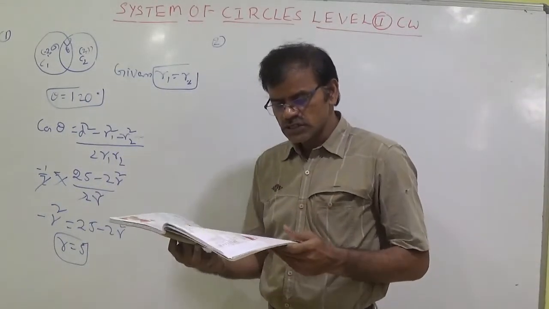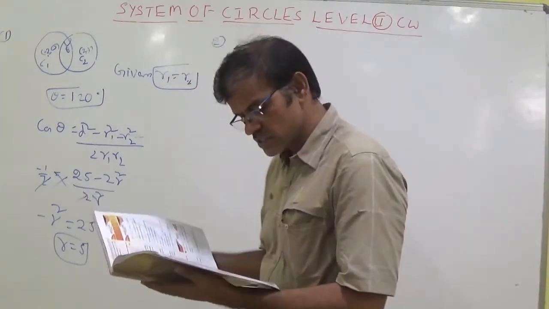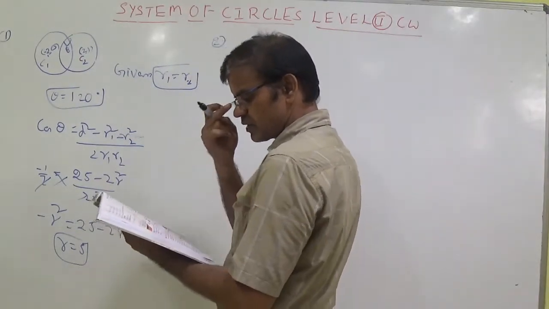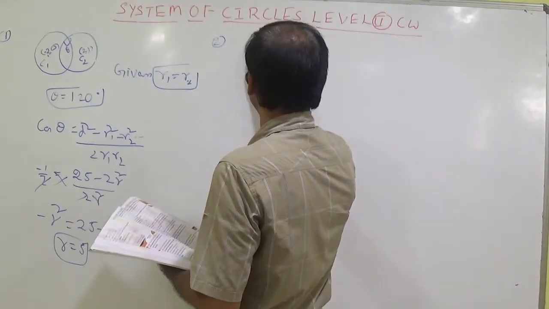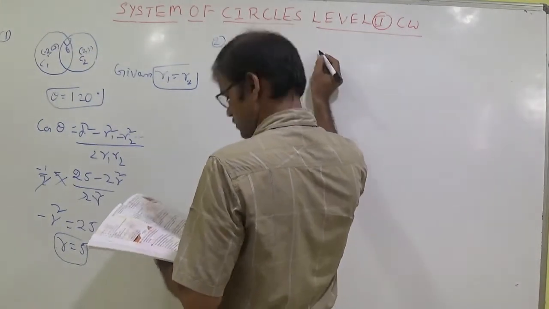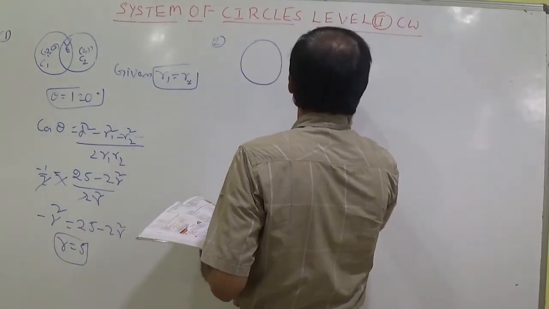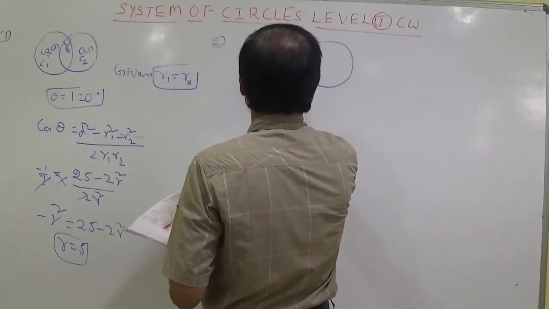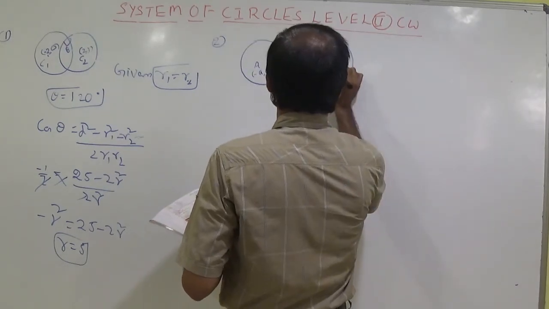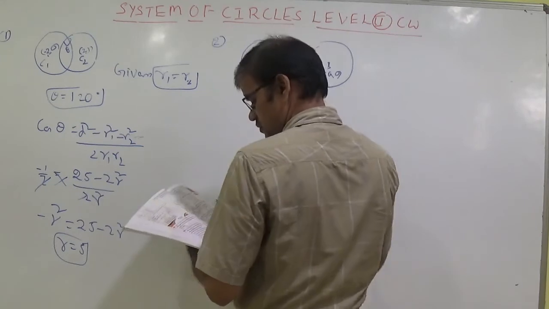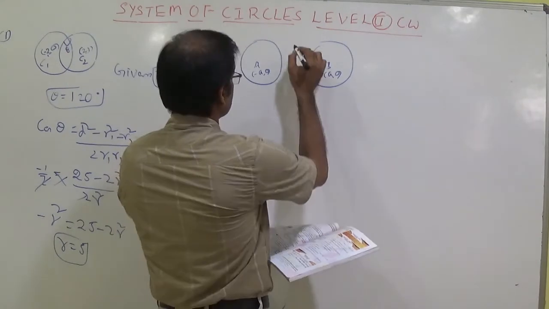Now, the locus of a point such that the difference of squares of tangents from it to two given circles is constant. Let us discuss this locus of points where the difference of squares of tangents from it to given circles is constant. Let us take here this center A, minus a comma 0, this center B, a comma 0.